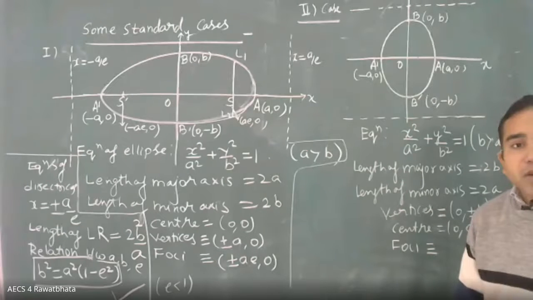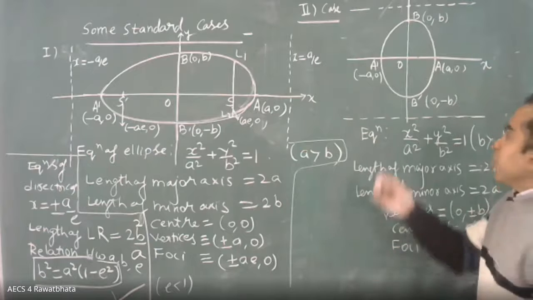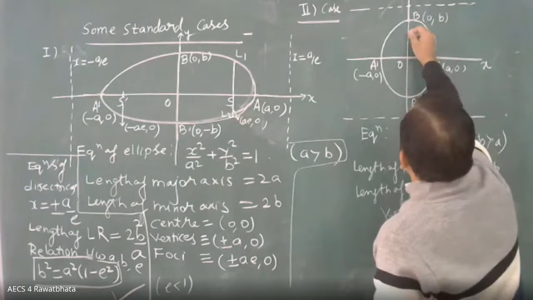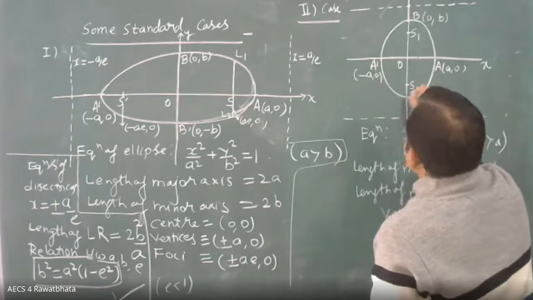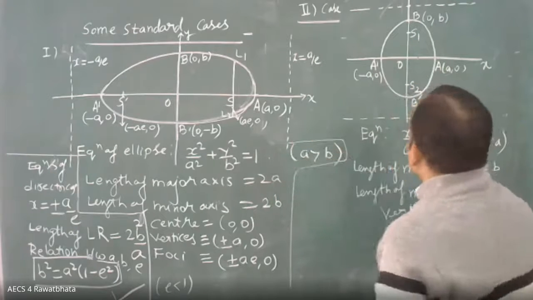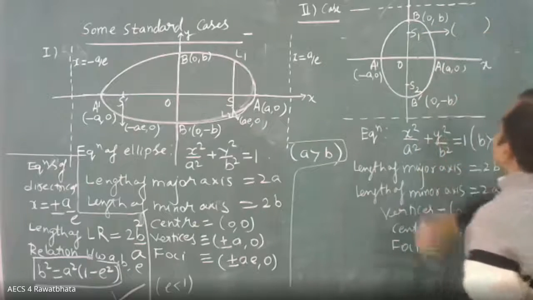Foci always lie on the major axis between the vertices. So say this is the first focus, S1, and this is the second focus, S2. You make suitable changes in the focus coordinates. Can you make a guess and tell me what the S1 coordinates should be? So 0 comma plus minus b.